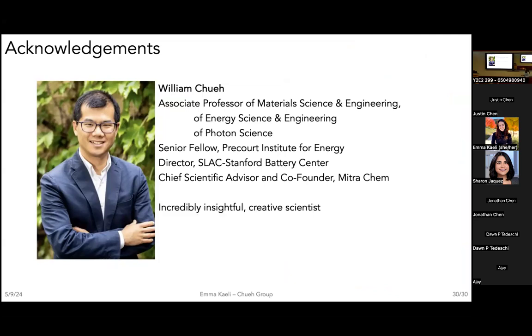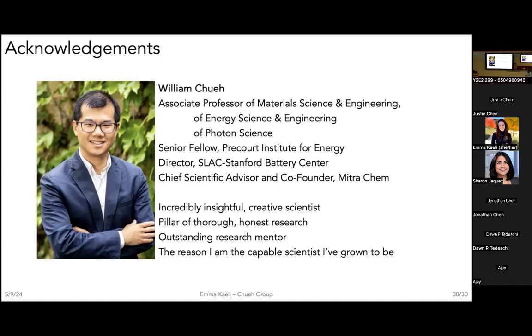But here are some that do. Not if you want to pass. Incredibly insightful and creative scientist, pillar of thorough and honest research, an outstanding research mentor, and the reason I am the capable scientist I've grown to be.